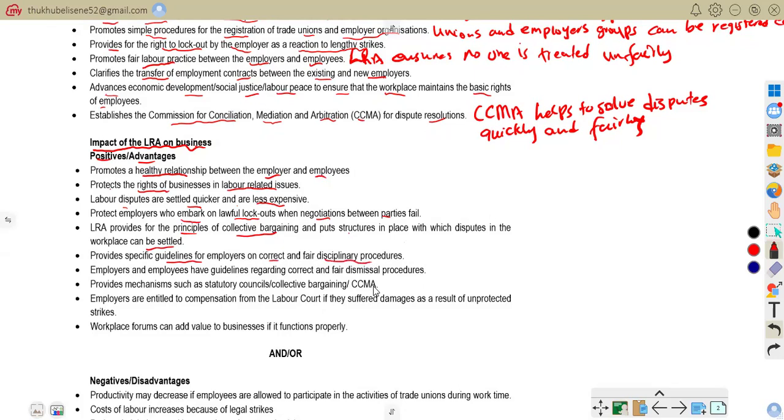It provides specific guidelines for employers on correct and fair disciplinary procedures. So it provides guidelines on fair disciplinary procedures. For example, a company must give warnings before dismissing a worker. That is that.